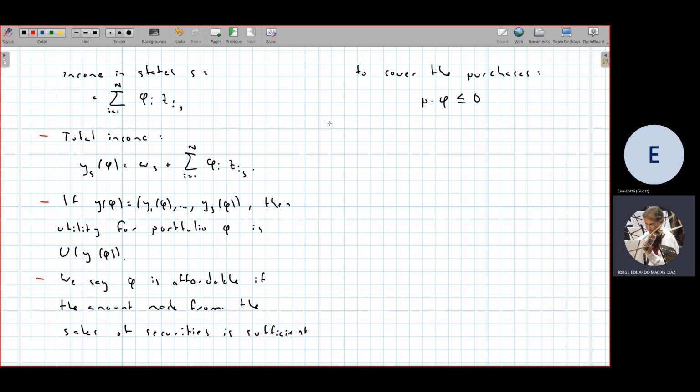So we're also going to impose something that we're going to call the consumption policy, which states that y s of phi must be greater than or equal to 0 for every s from 1 to capital S.